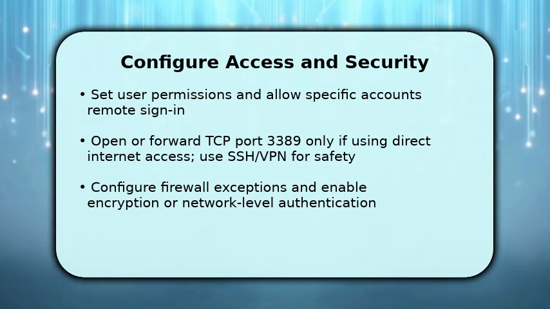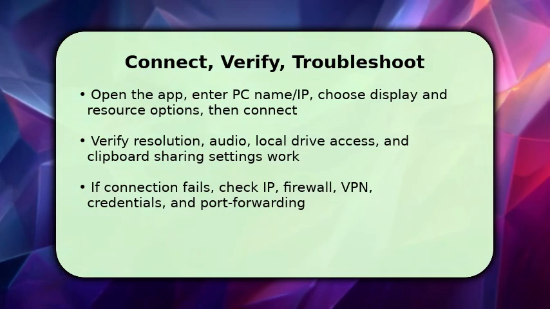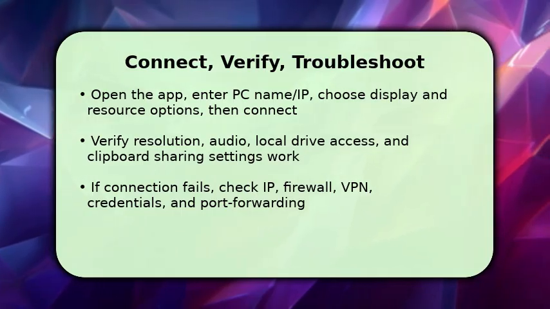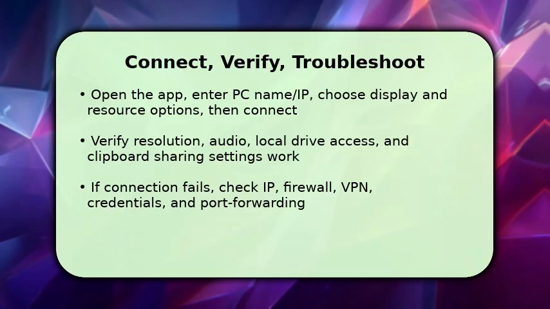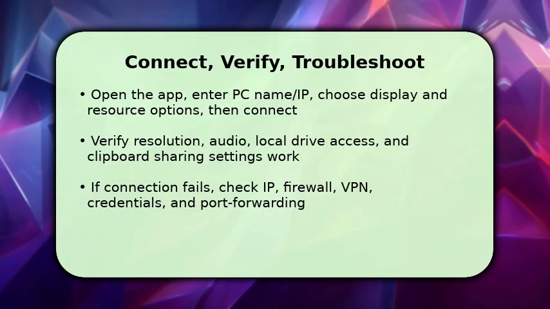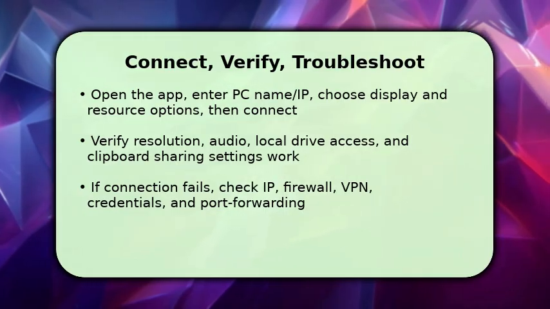Now you connect and verify everything works. Open the remote desktop app, enter the host PC name or IP, pick display and resource options like local drives or clipboard, and press connect. When connected, check screen resolution, audio, and any redirected devices to confirm proper behavior.